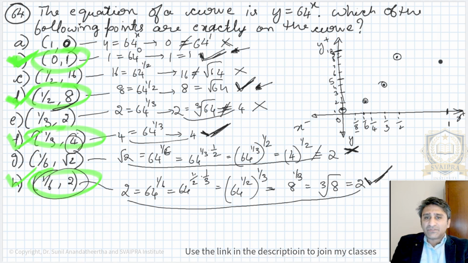At 1, it is going to be 64, which is way up. I'm not even going to plot that. So let's join them up. When x goes to 1, y is going to be 64, so it increases pretty fast. The equation of this curve is 64 to the power of x. Fine, wonderful. I'll see you in the next class.